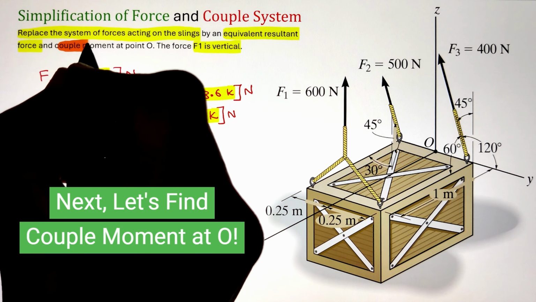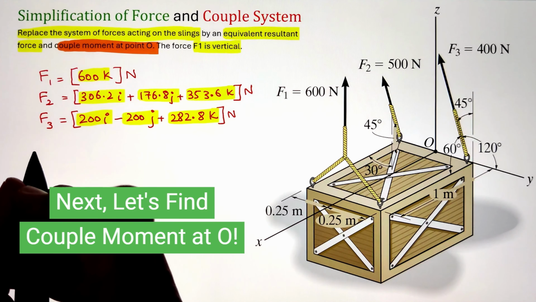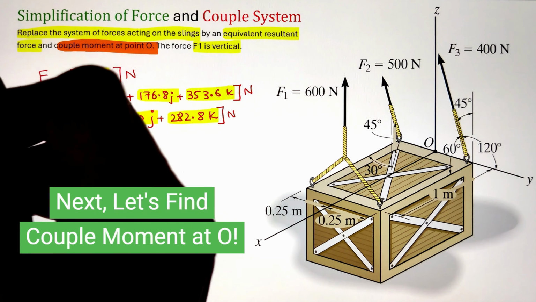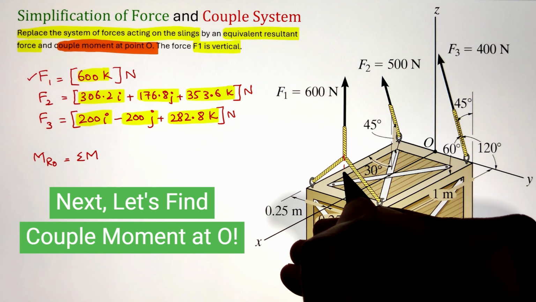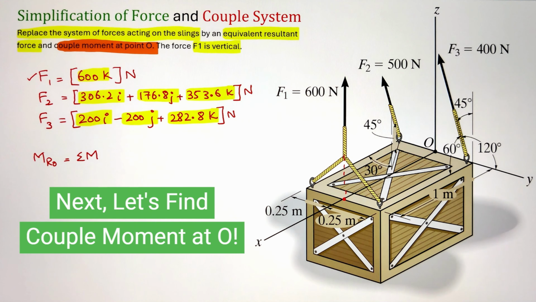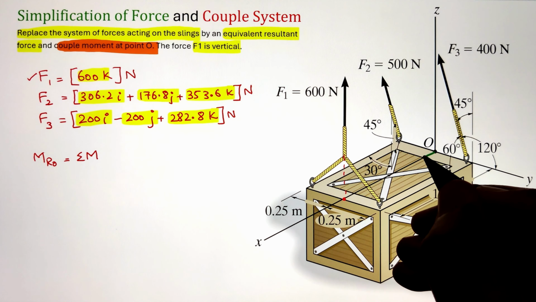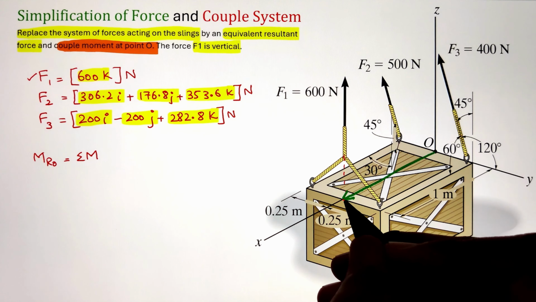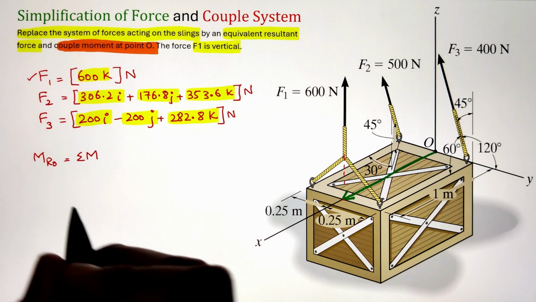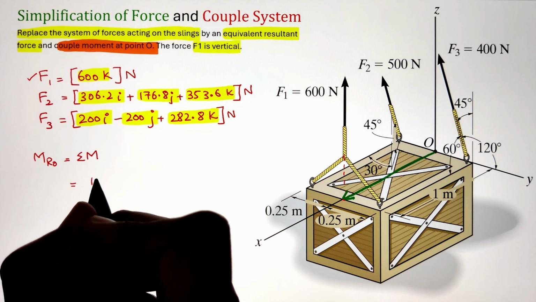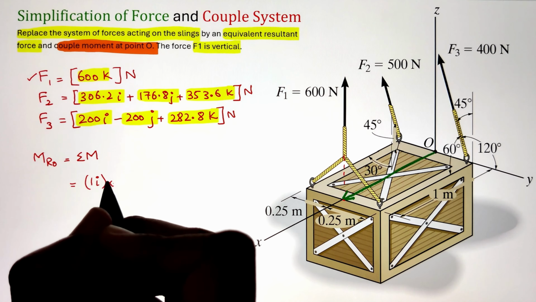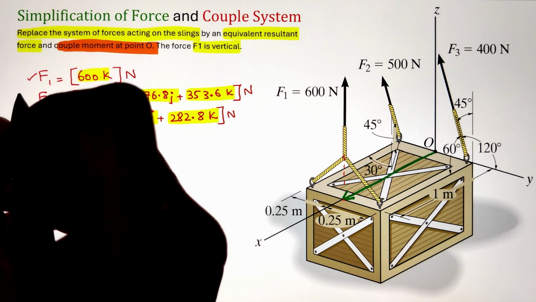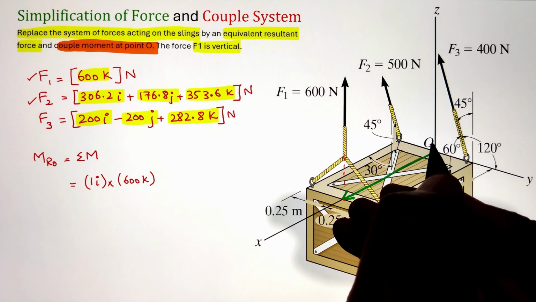Now, once we have our resultant force, let's go ahead and target the couple moment. Since we are calculating the couple moment at point O, the resultant moment will be the sum of the moments of all three forces with respect to point O. So let's start with our force F1. The moment arm is the distance from the point about which we are calculating the moment to the line of action of the force. So our moment can be calculated by r cross F, where r is the position vector. In this case, for force F1, it is 1i, as the distance from point O to the line of action of the force is 1, times the force, that is 600k.